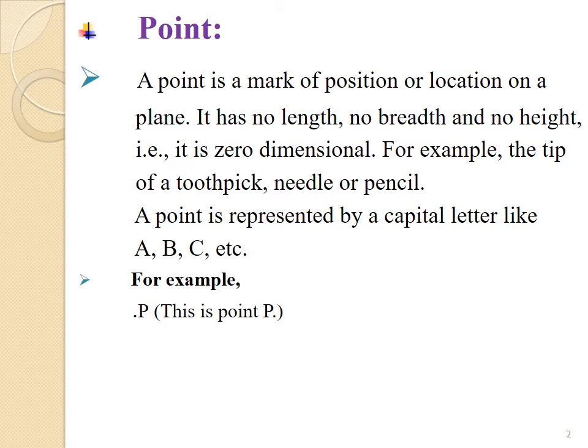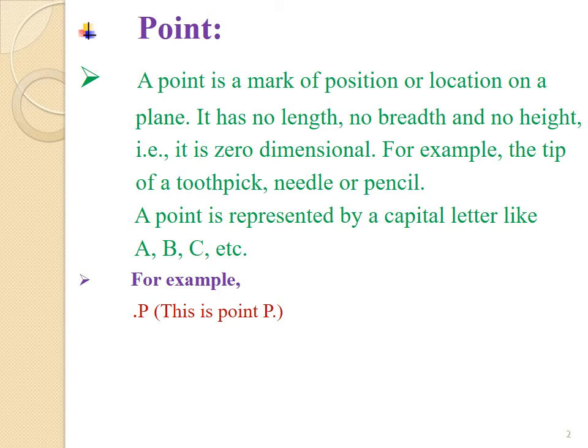Point. A point is a mark of position or location on a plane. It has no length, no breadth, and no height. That is, it is zero-dimensional. For example, the tip of a toothpick, needle, or pencil. A point is represented by a capital letter like A, B, C, etc. For example, this is point P.